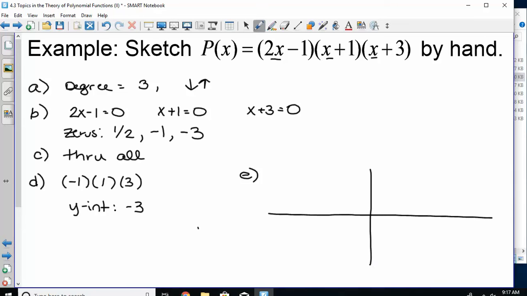graph. Okay, so on this graph, we did A, B, C, D for a reason. I expect you to use that. So I know my end behavior is down up, so it should start down here and it's going to end up here somewhere. My zeros, those are the same as x-intercepts. So I'm going to plot those on my x-axis. We have a +1/2, -1, and -3. I know that my graph has a y-intercept of -3, so I'm going to plot that on my y-axis.